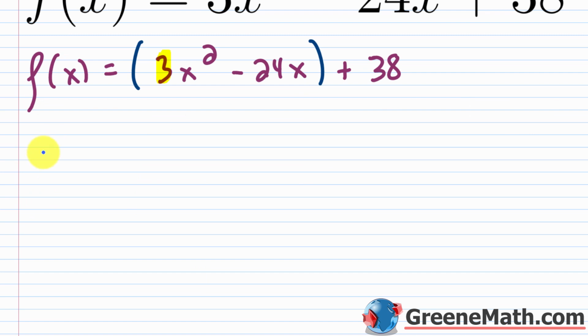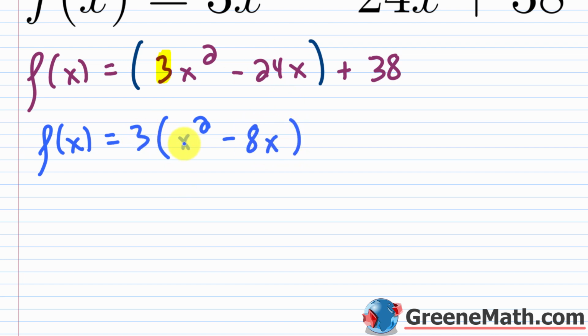And I'll go ahead and say that we have f of x is equal to, pull out the 3. And so inside you'd have x squared right there, and then minus what's going to go right here. Well, just think about 24 divided by 3 is going to be 8. So we'll put 8, and then we have the x there. You can check that. 3 times x squared is 3x squared, and then you have minus and minus, and then 3 times 8x, that would be 24x. So this is what we want. So then after that, you have your plus 38.